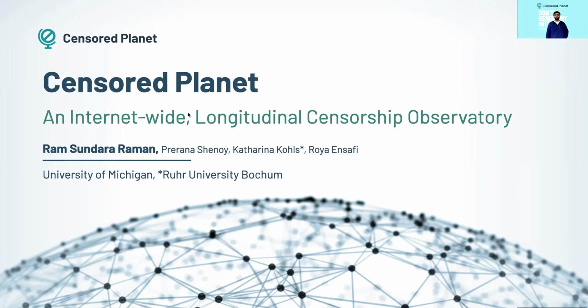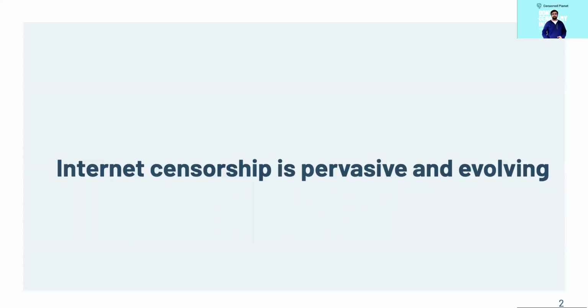Hi, I'm Ramsundar Raman from the University of Michigan, and I'm here to present Censored Planet, an internet-wide longitudinal censorship observatory. Now, internet censorship is the phenomenon through which access to certain websites is blocked for users. There is anecdotal evidence that internet censorship occurs in many countries and networks around the world.